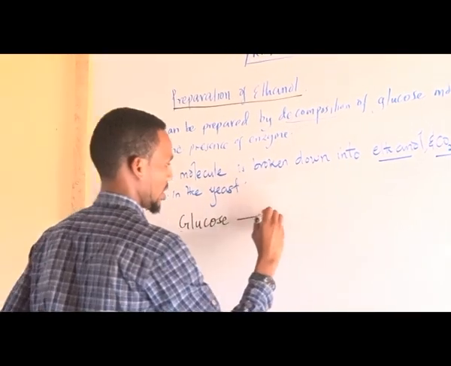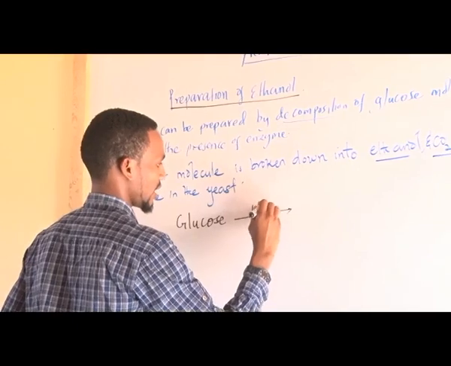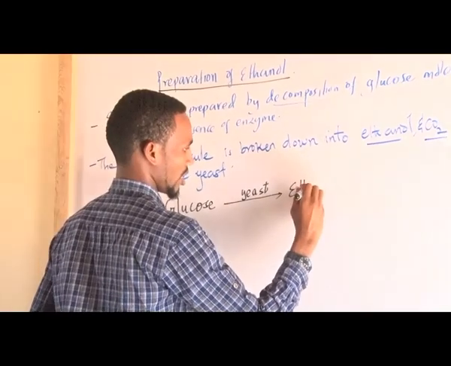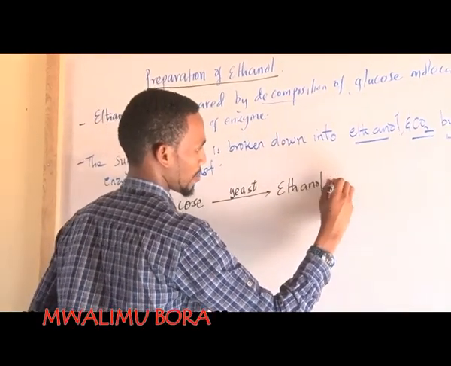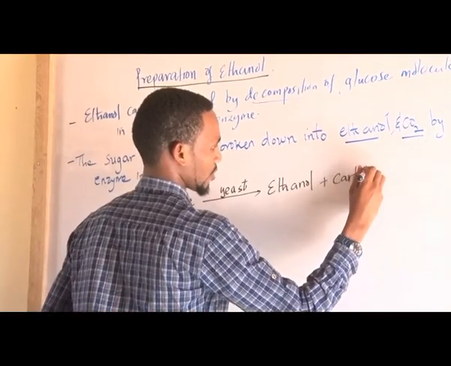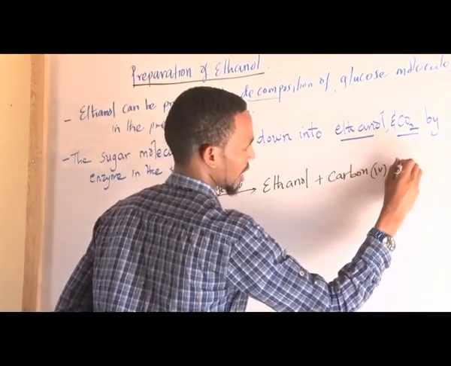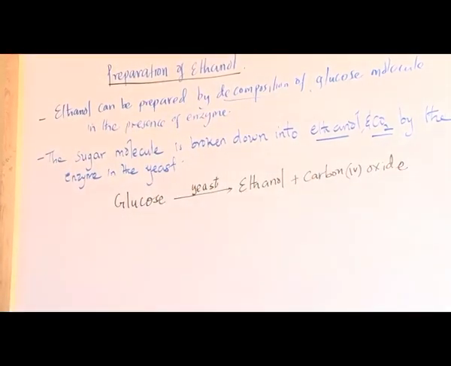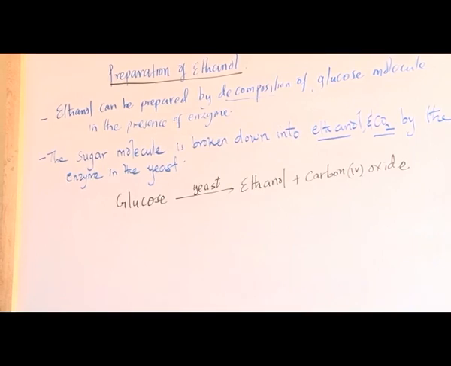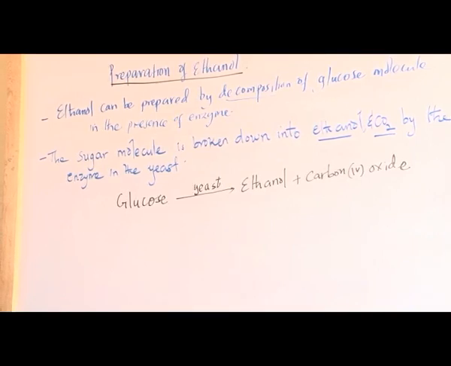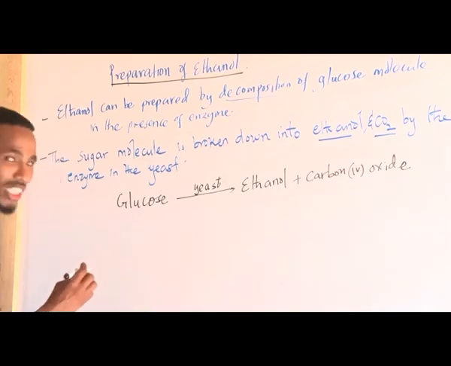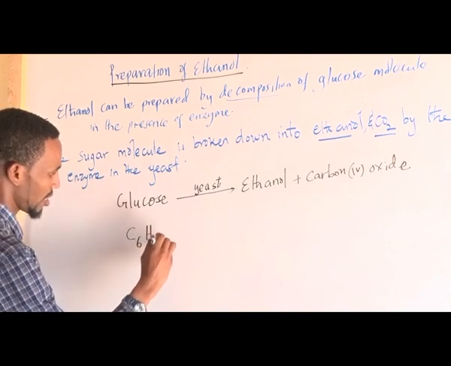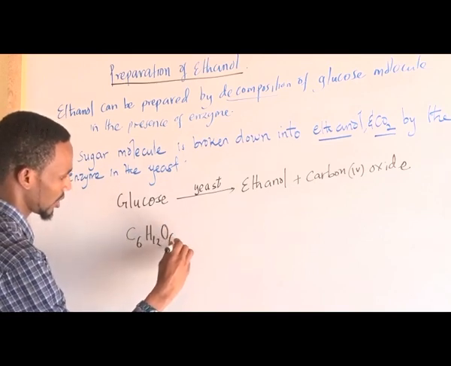This is what happens. Glucose, you add yeast, and then what will you produce? Ethanol plus carbon dioxide, and heat also accompanies it. Now, in the chemical equation, glucose is just sugar, which we said is C6H12O6.